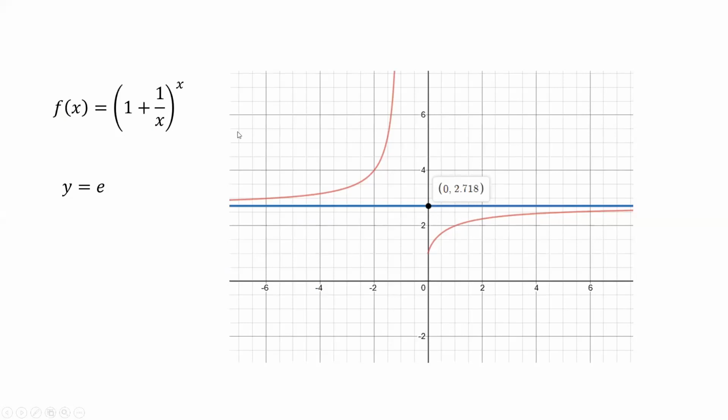So I put on this function, the actual red line is (1 + 1/x) to the power of x. And I've also put on a flat line, a horizontal asymptote of y equals the value of e, which as you can see here is 2.71828. So that's all that is.